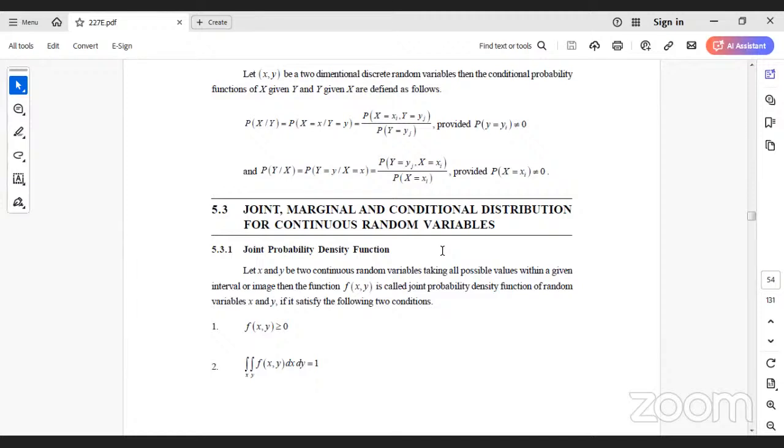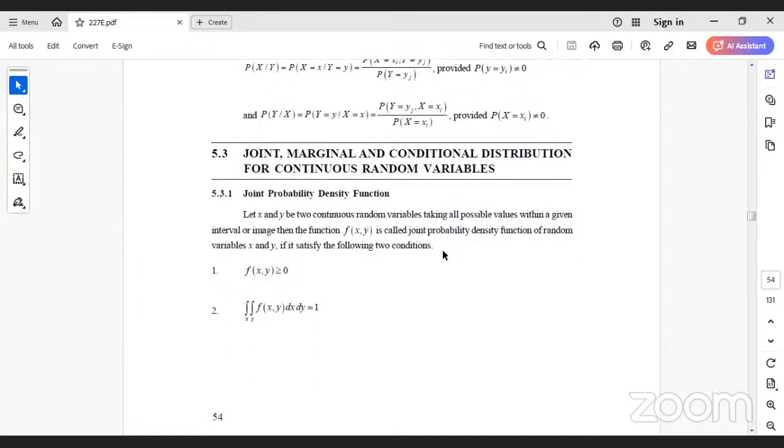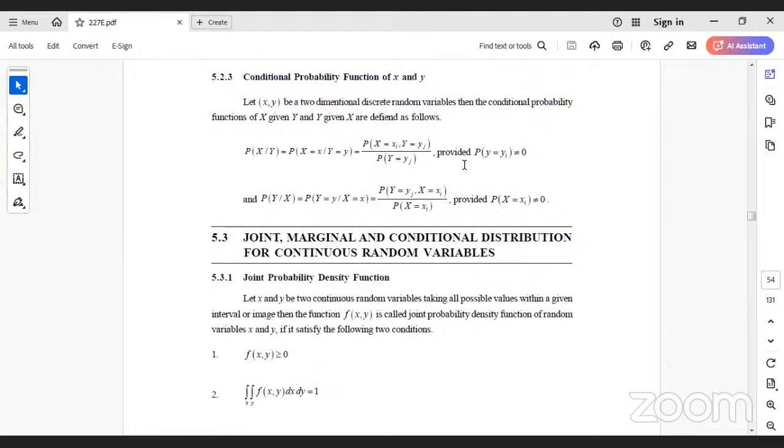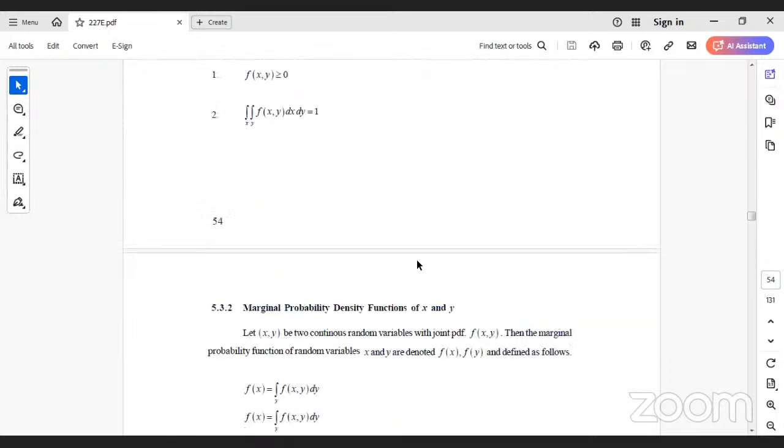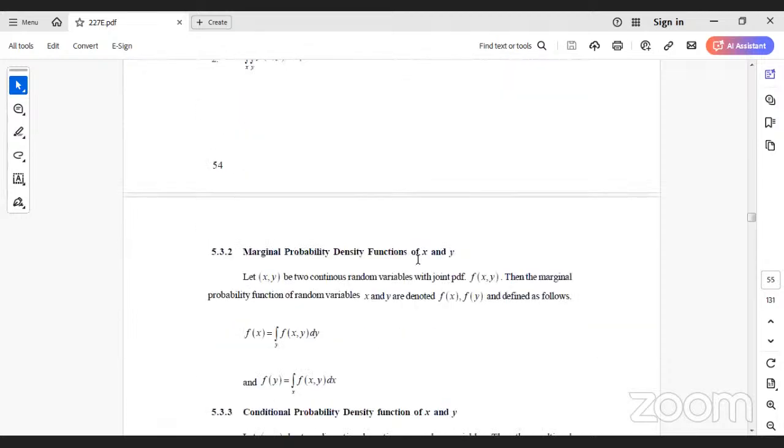It must satisfy two conditions. The first condition is f of x, y is greater than or equal to 0. The second is the double integral of f of x, y dx dy equals 1. We can first integrate with respect to y, then with respect to x, or otherwise integrate x first and then y. Either way the result should be 1. Next, the marginal density function of x and y.